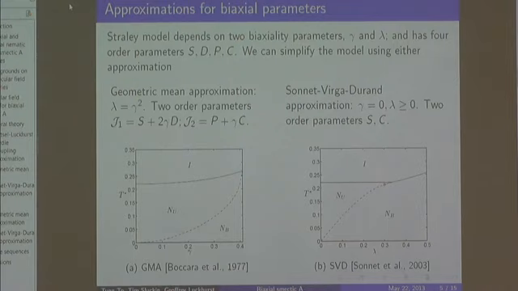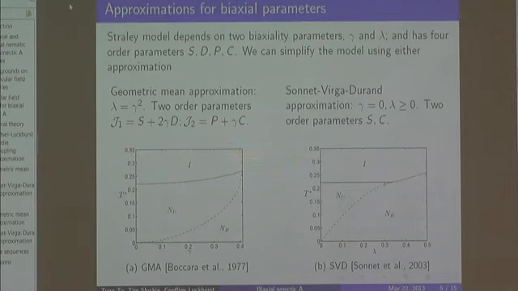So in the SVD approximation we have the tricritical point and the triple point, whereas in the geometric mean approximation we have what is called the Landau point. So their qualitative behaviors are slightly different, but you can see there are some common features.